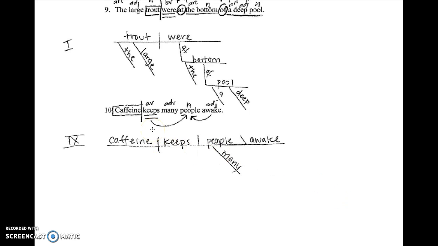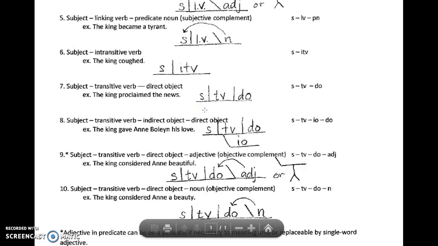Finally, we have caffeine as the subject, and then our action verb is keep. The question here is, we've got a noun. Is it direct or indirect? Is it receiving the action of the verb? Who is being kept? It's keeping people. So we know that that's the direct object separated by that vertical line. This sentence concludes with the adjective awake. And so we have subject, transitive verb, direct object, adjective. And if we look at our sentence pattern sheet, we see that that follows the pattern of number 9.